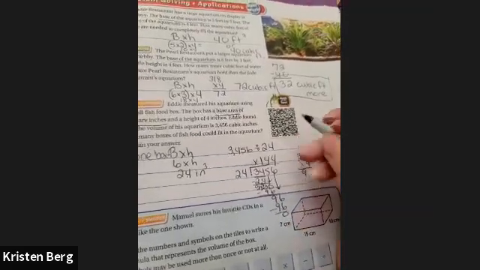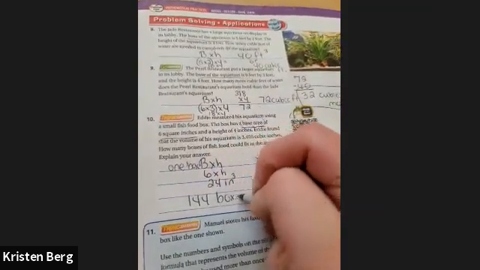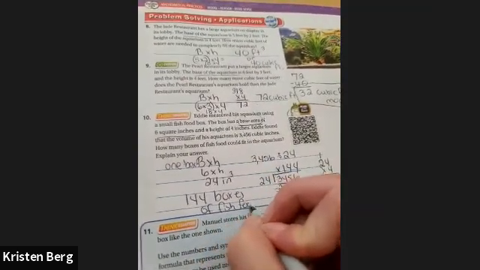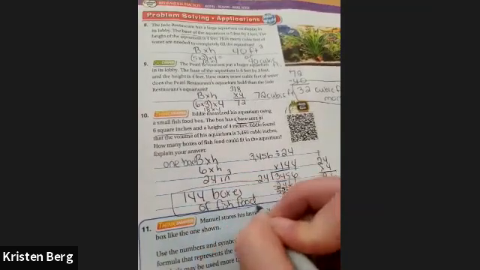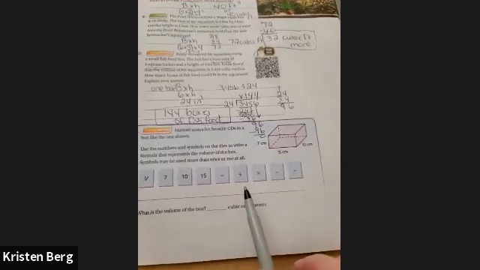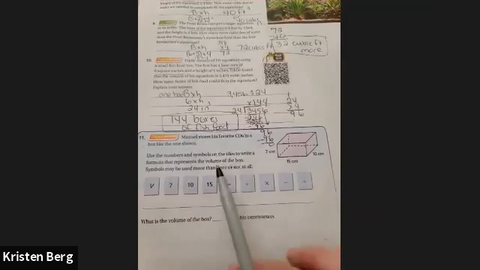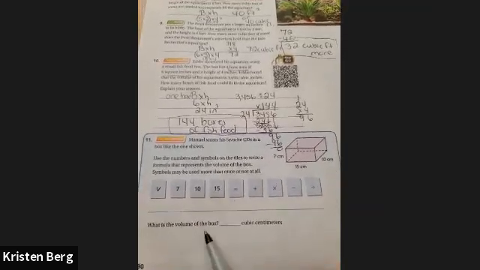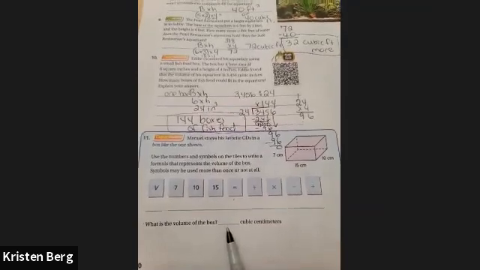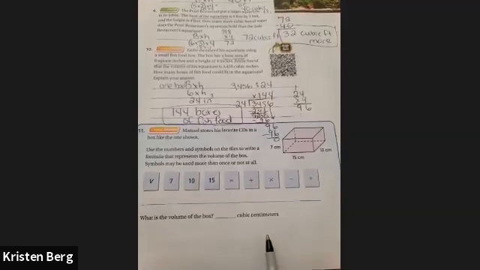So therefore, they need 144 boxes of fish food to fill that aquarium. Okay. And then the next one, I want you guys to try this one on your own as well. You are going to make up the formula, and then you are going to use that same formula to find the volume of what this is going to come out to be. So please pause this and try this on your own.